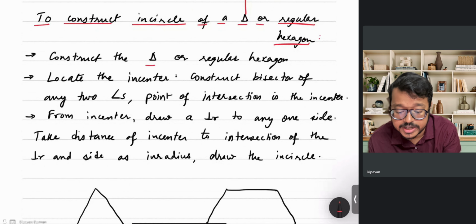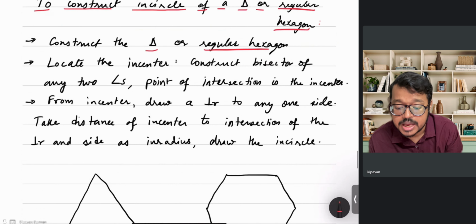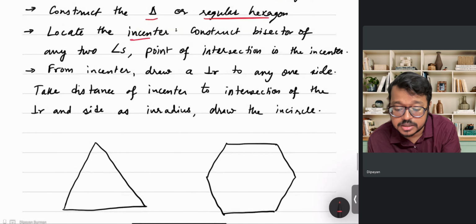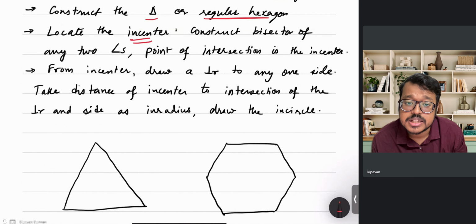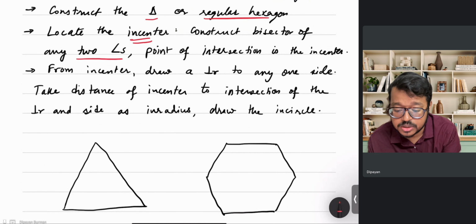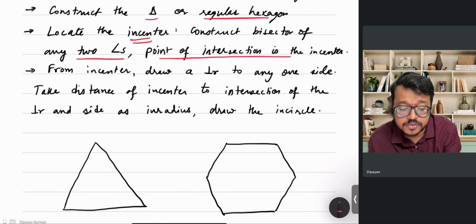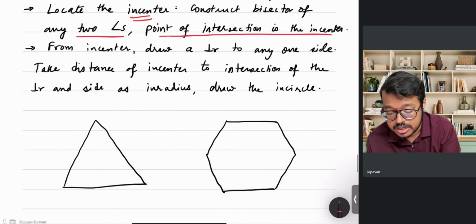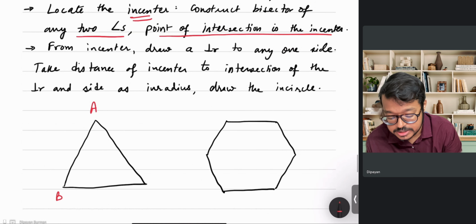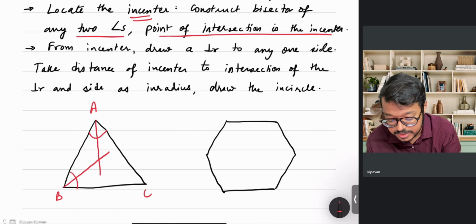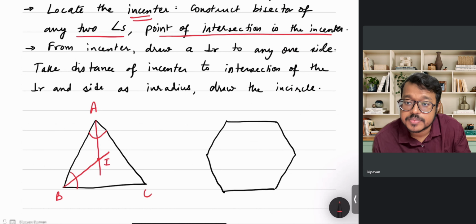First draw your triangle or regular hexagon. Then to locate the incenter, you know that it's the intersection of the angle bisectors. So take any two angle bisectors and the point of intersection is incenter. So suppose you have triangle ABC, bisect any two angles, let's say angle A and angle B, and you get your point of intersection, let's call it I.